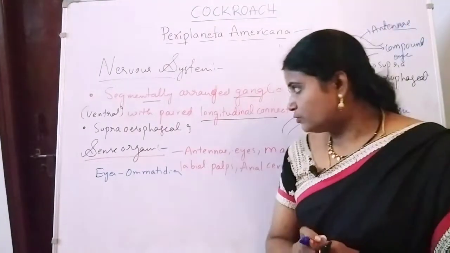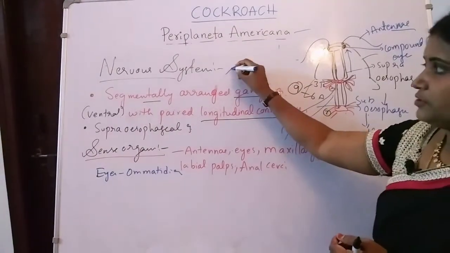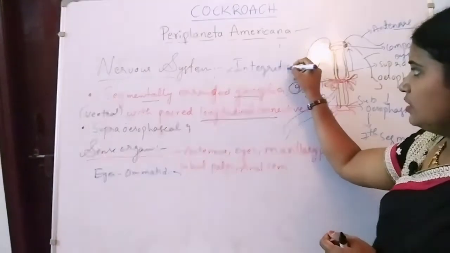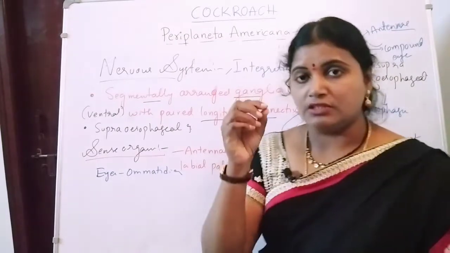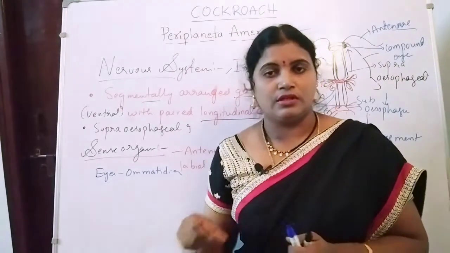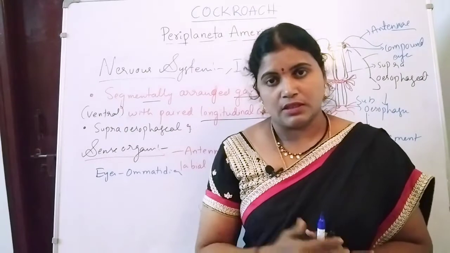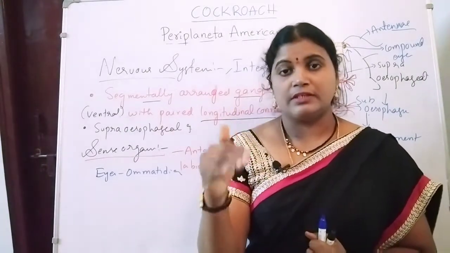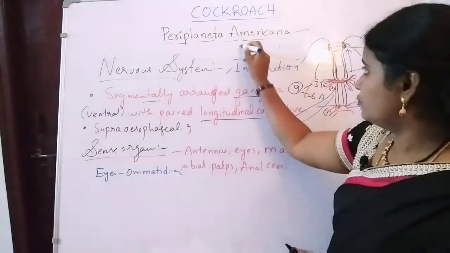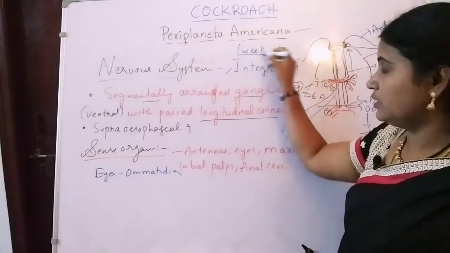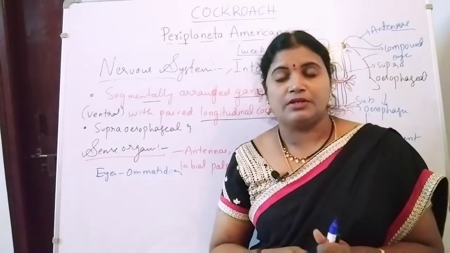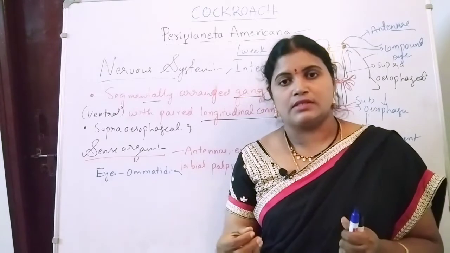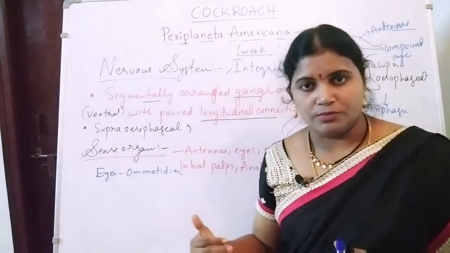The nervous system is mainly responsible for integration. As I said earlier, only a small portion of the total nerve cord is in the head, the remaining is present in the body. So even if we cut the head of a cockroach, it is able to survive for 1 week. Why? Because the maximum part of the nerve cords are present in the body, in the thorax and abdominal portion.